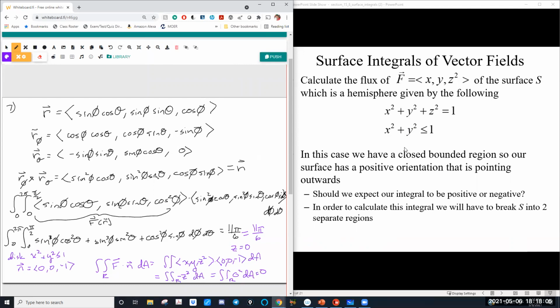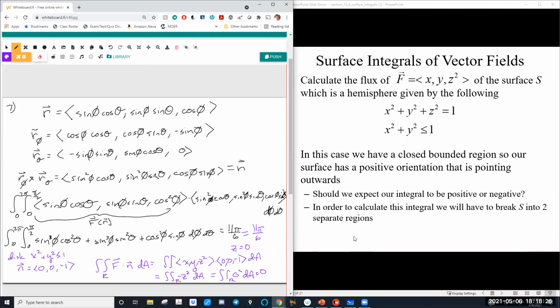When we look at the divergence theorem next week, we'll see another way of handling closed surfaces that works out really nice. But I wanted to do this one because it reinforces what we're doing in this section. And we'll see an easier way to do it when we have the divergence theorem.